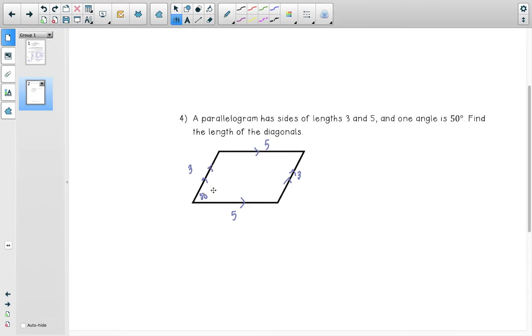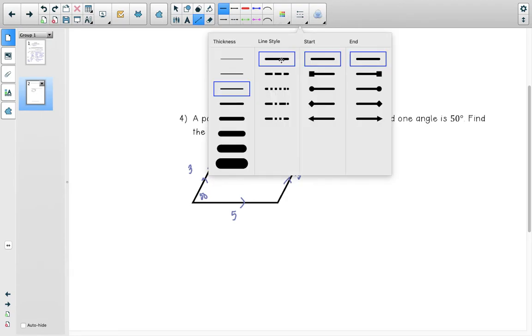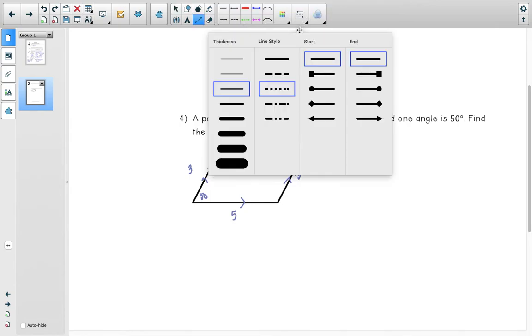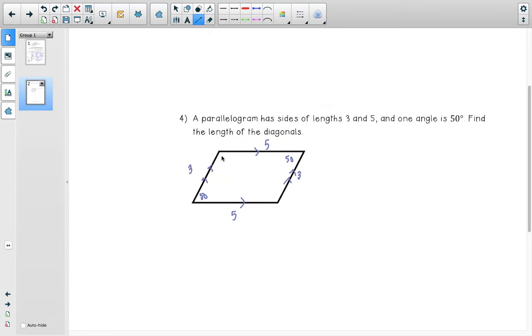Let's call these angles 50, just because these look obtuse, right? And we need to find the length of the diagonals. So how in the world do we do that? Okay, so let's just draw this out. Let's draw diagonal 1 and diagonal 2.